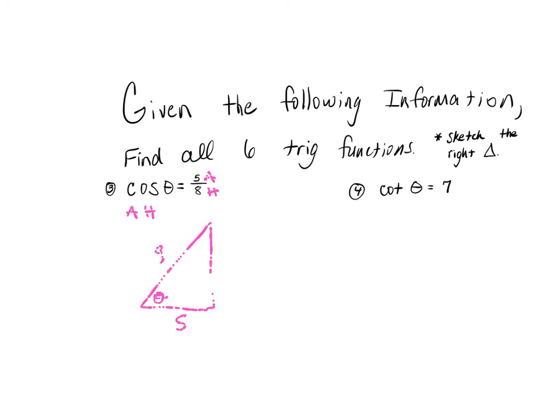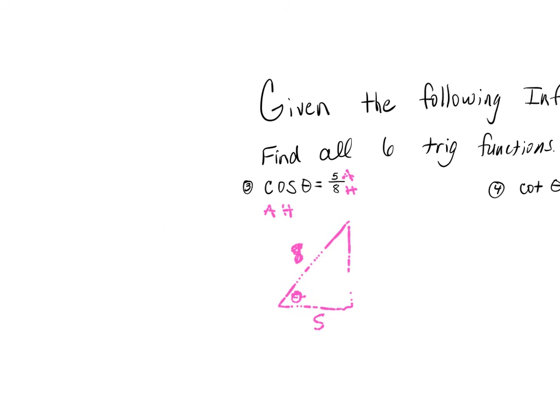How do we find our missing side? Pythagorean Theorem. So 5 squared plus x squared is equal to 8 squared. Everybody sees why I did 8 squared as the c, because that's the hypotenuse? Okay. So 5 squared is 25, plus x squared is equal to 8 squared, which is 64.